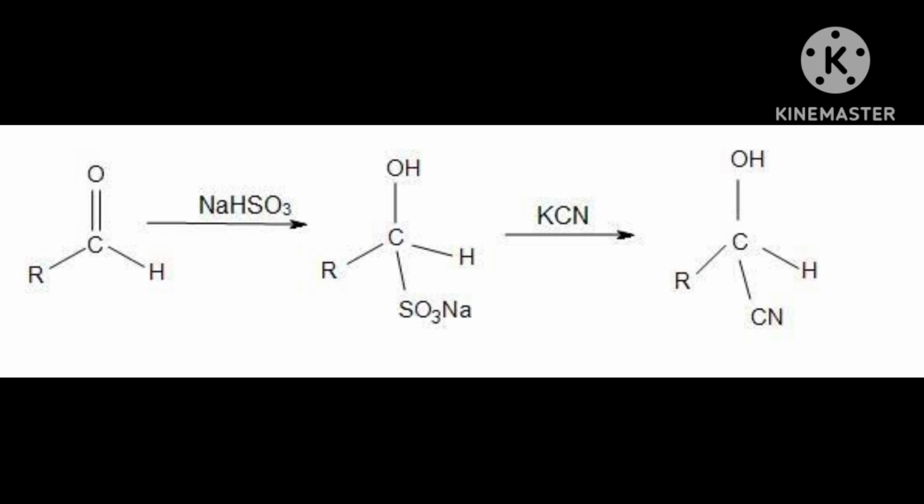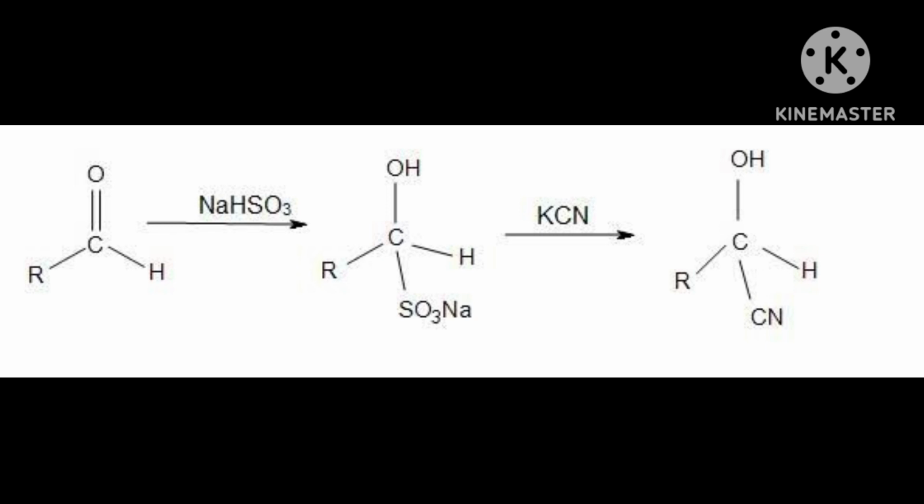Remember this. And one more possibility is there: in ROH, the O-H bond can also break. In that situation it will form H plus and RO minus, which is the alkoxide. Both possibilities are there. When studying this reaction, you can understand it in both ways, and the product will differ accordingly.